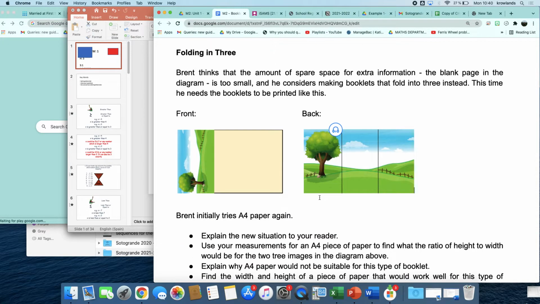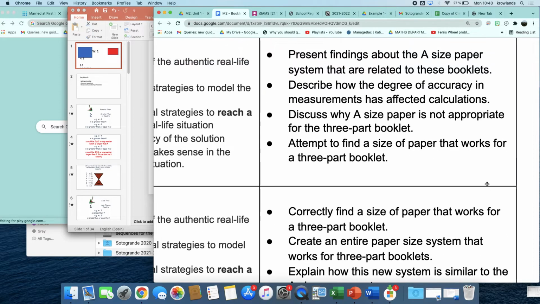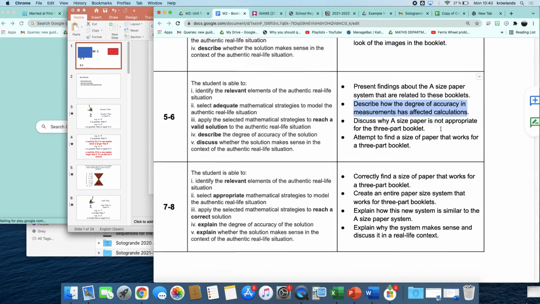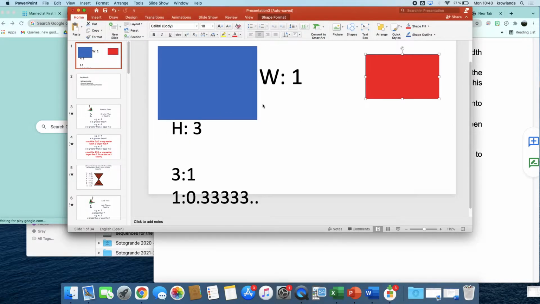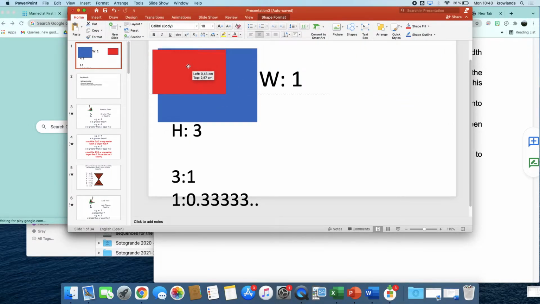So to get a 6, 7 and 8 you have to talk about accuracy. For example, describe how the degree of accuracy in measurements has affected the calculations. Has it affected it positively or negatively, for example? Then it says research the A-size paper system. So the A-size paper system is to do with folding pieces of paper in half, and you keep getting smaller or you keep doubling things. So this has got half the area, for example. How does the ratio match in other similar investigations, other similar things?